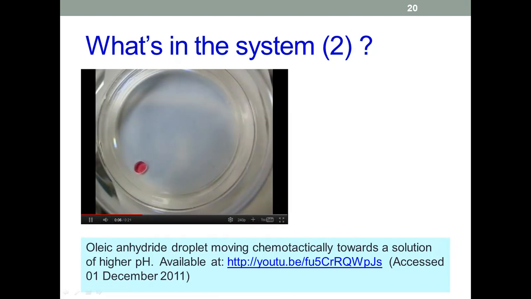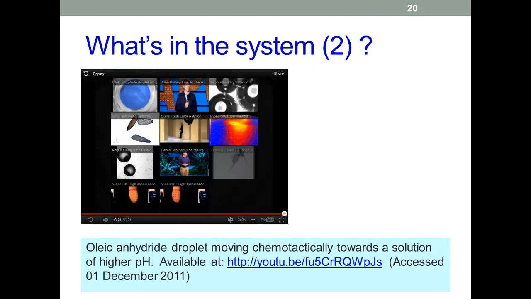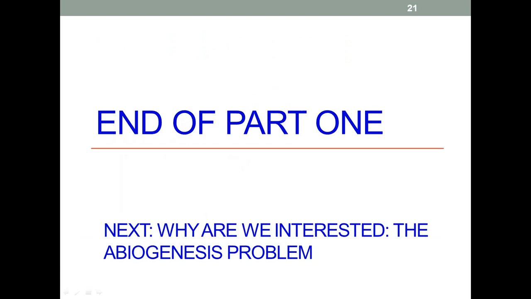Whiz, whiz, whiz. And now we're going to add a solution containing a higher pH. And the droplet immediately heads towards it and also moves chemotactically towards the highest pH available, which will be the centre of the spreading droplet. So that's another sort of behaviour.